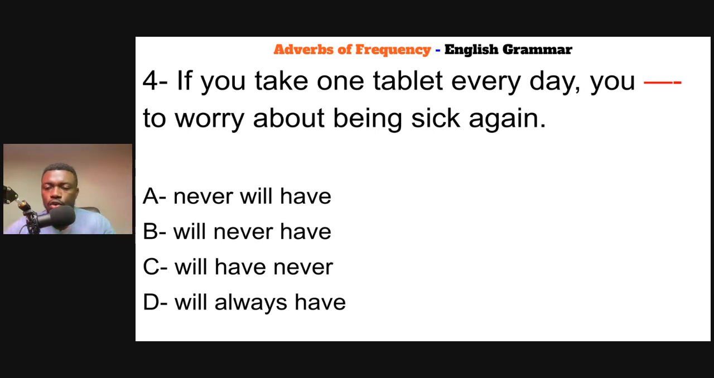Okay, if you take one tablet a day, you will never have. Ici, faut qu'on mette never devant le verbe principal, mais après l'auxiliaire qui c'est will, avec le verbe principal qui c'est have. Will have, will never have. Okay.